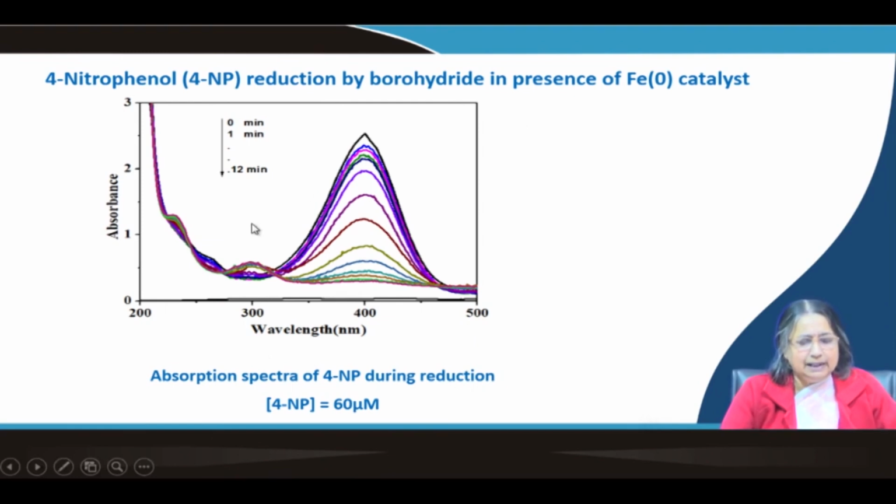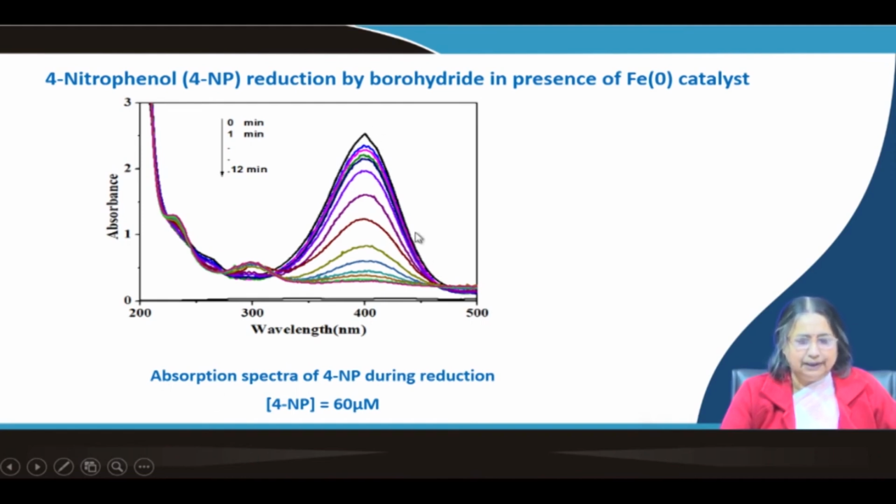So, we are doing nitrophenol reduction to aminophenol by using the catalyst, iron 0 nanocatalyst. Now, this is the spectrum of nitrophenolate. Why nitrophenolate? Because as soon as you put the borohydride, the medium will become alkaline, so nitrophenol will be automatically converted to phenolate. That is why the spectra you are getting is the absorption spectra of nitrophenolate.